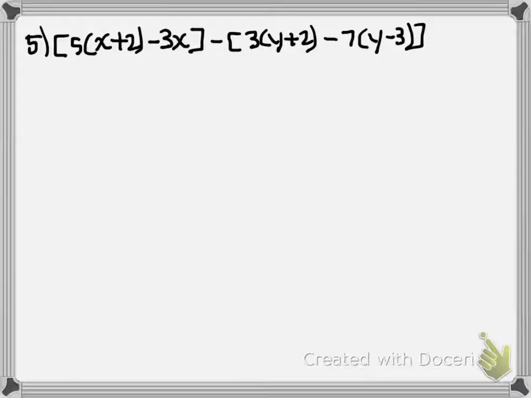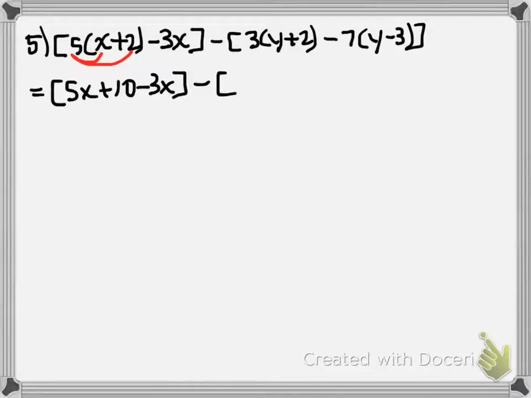So on the first group, I'm going to be distributing 5 times x and 5 times 2. That's my first step. 5 times x is 5x, 5 times 2 is 10, and then I write out the rest of what's in that bracket. Now over here, I got a lot of stuff to do. I've got 3 times y and 3 times 2, so I'm going to do that first. And I get 3y, and 3 times 2 is 6.